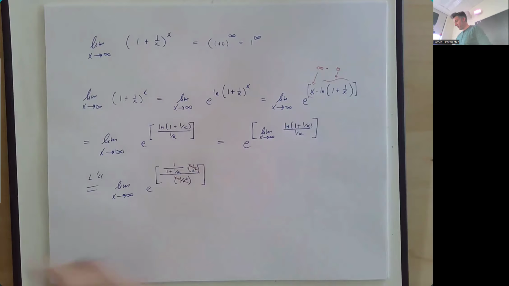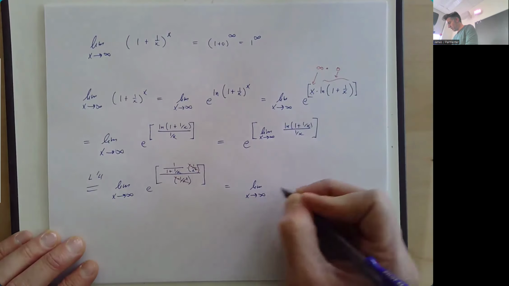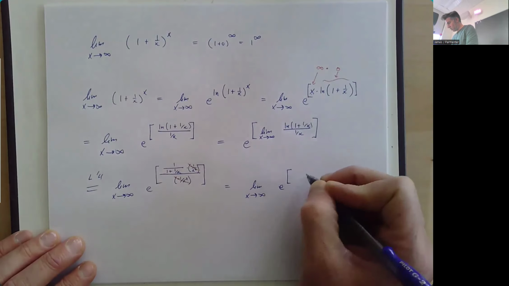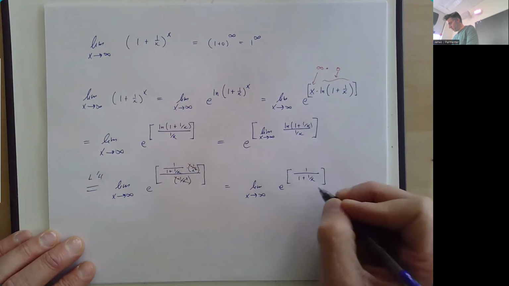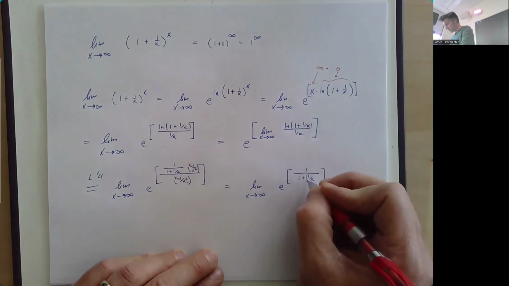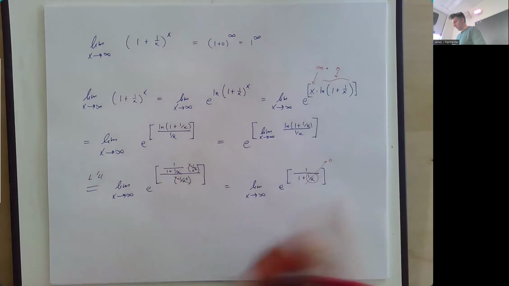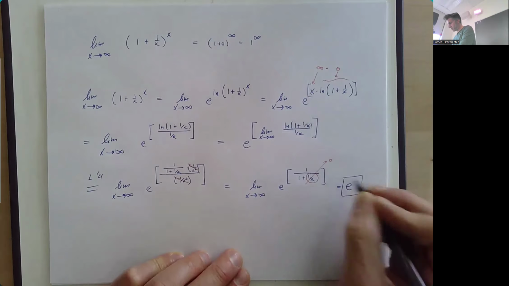So you're left with the limit as x goes to infinity of e to the 1 over 1 plus 1 over x. The 1 over x is going to go to 0 as x goes to infinity. So we're left with e to the 1 over 1, which is e.